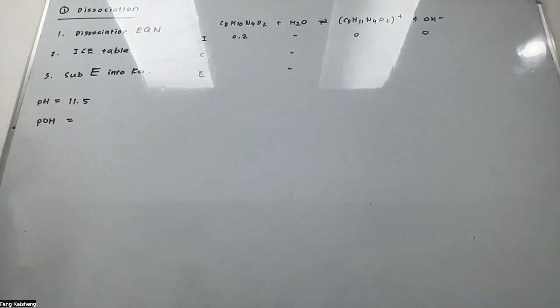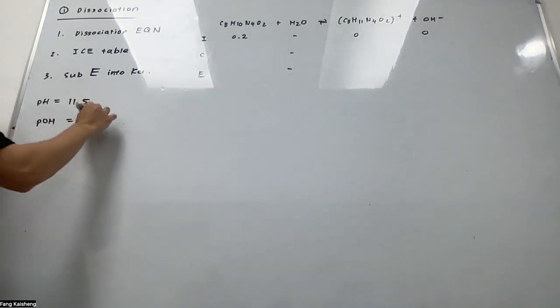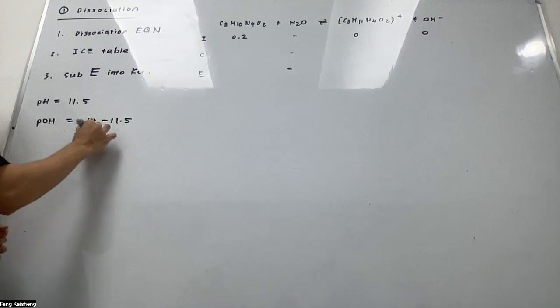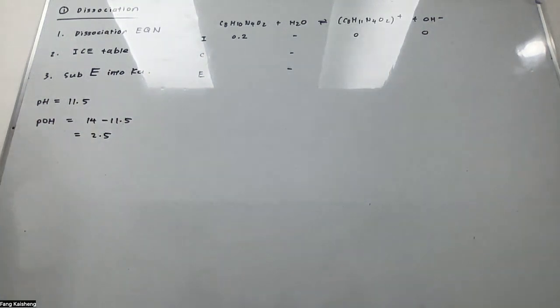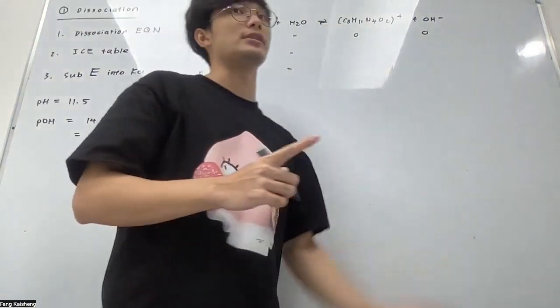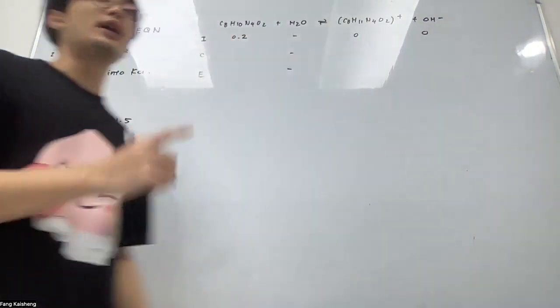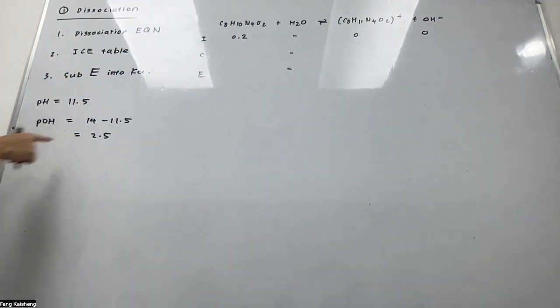How do we convert pH into pOH? Is there some sort of formula we can use? Okay, we can take 14 minus 11.5, the pH. So we get a pOH of 2.5. Again, we must do this conversion because we are only interested in OH minus from this question. So guys, pOH is 2.5.